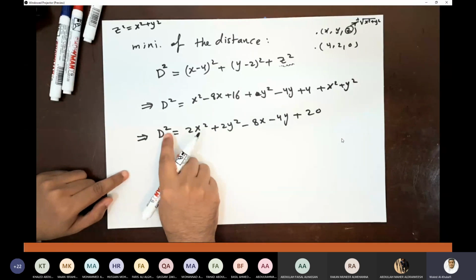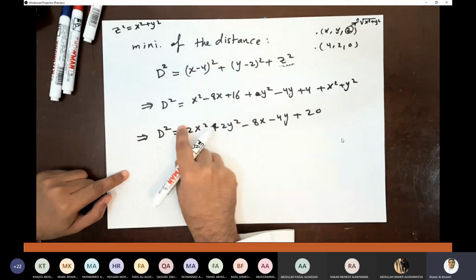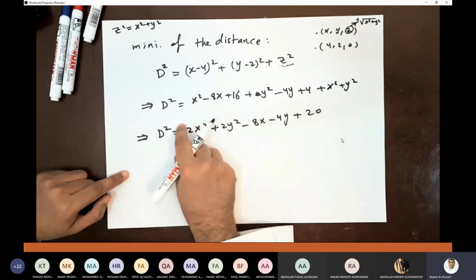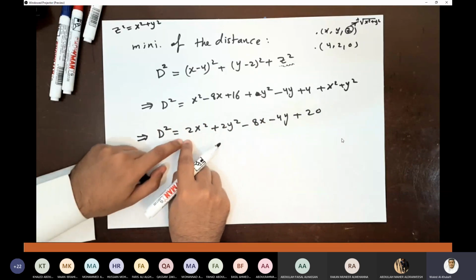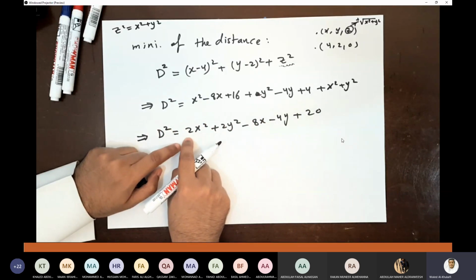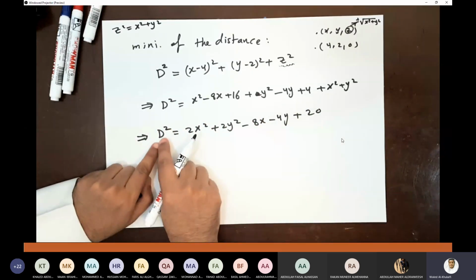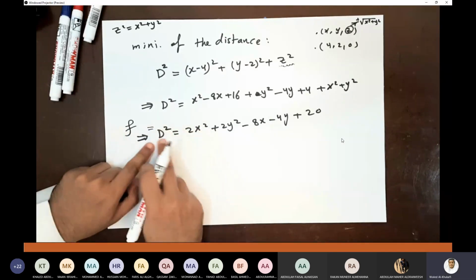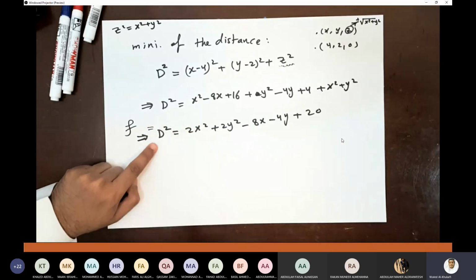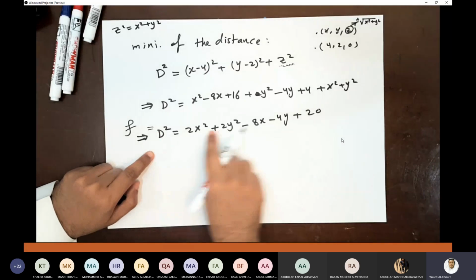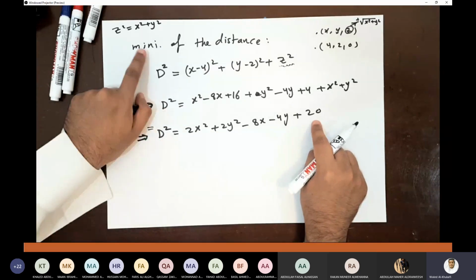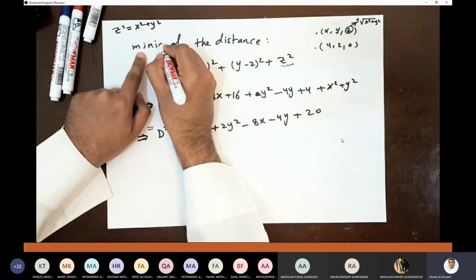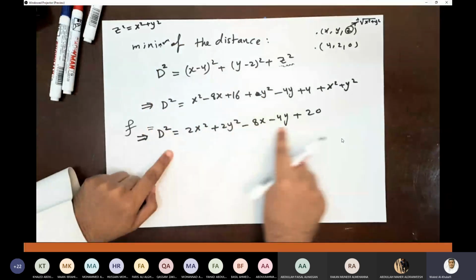You can say square root if you want, but then we're gonna struggle with the derivatives of the square root. So it's better to keep it d square. Call this f. Instead of d square, let's call this f of x. This is our function that we are looking for the minimum of.